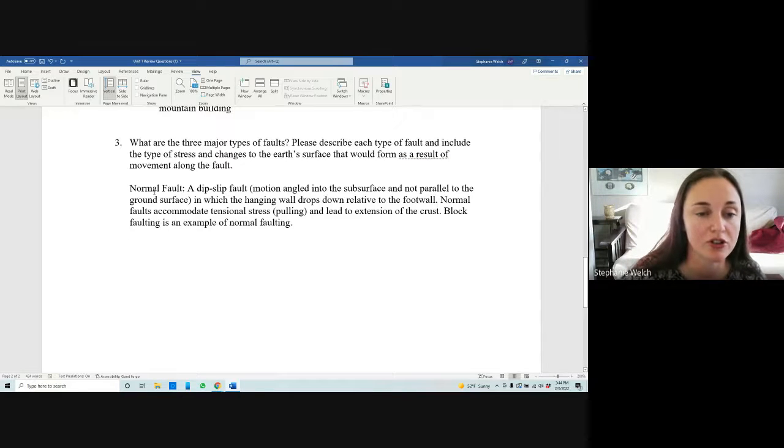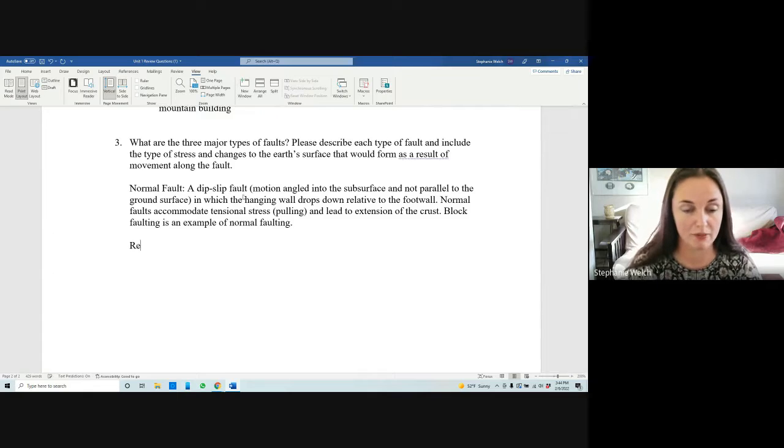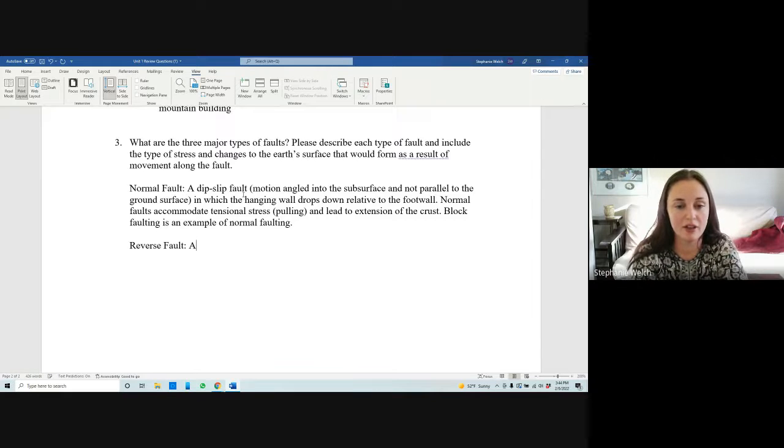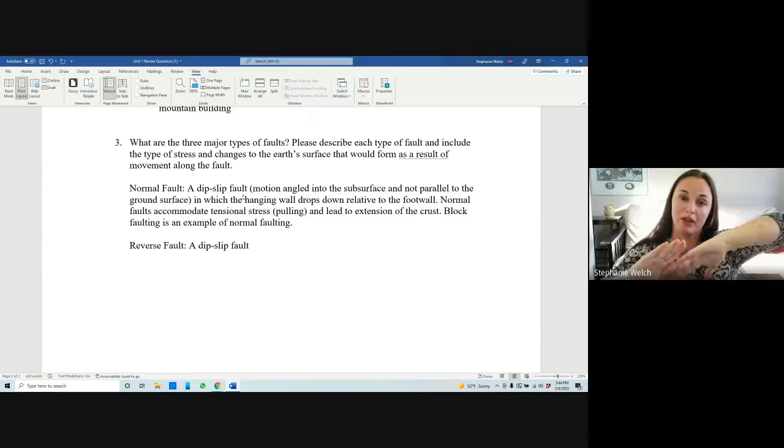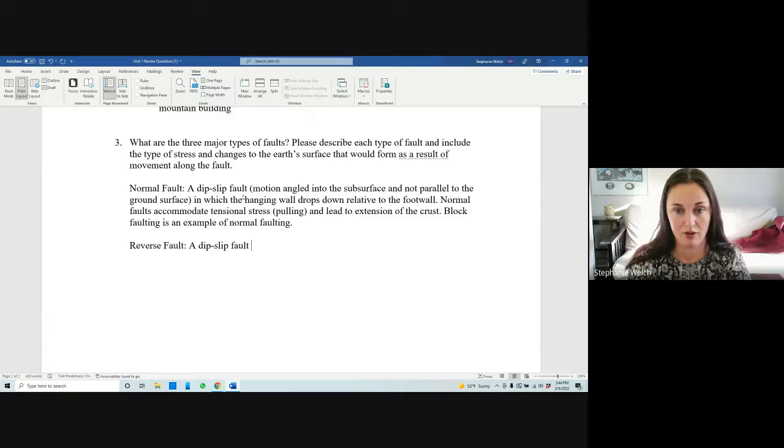So this is just the first of 3 types of faults, the second being reverse faults. A reverse fault is another dip-slip fault. So again, the motion is either up or down in a dip-slip fault. In the reverse fault, it's going to be where the hanging wall moves up relative to the footwall.